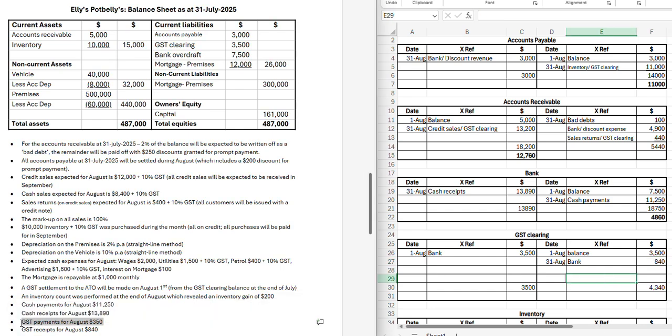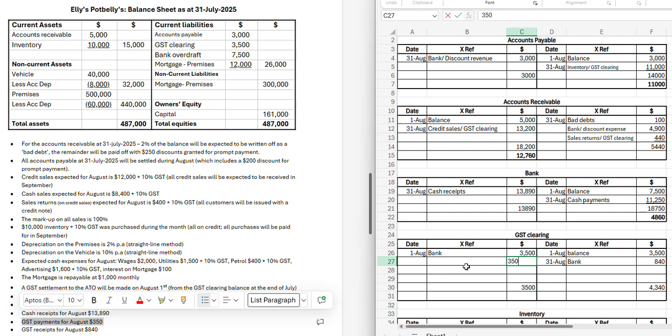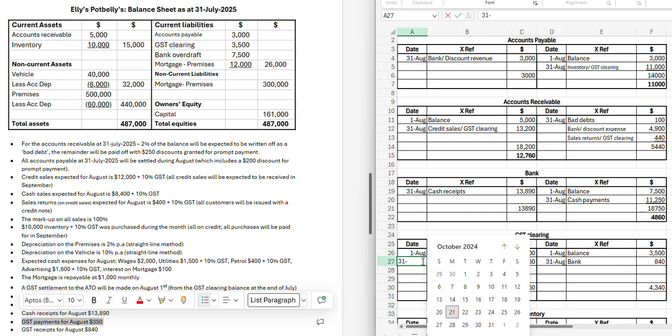Payments will be the opposite. So when we have GST on our payments for some of these items up above here, so some GST on utilities, petrol, etc., all of those are being combined here. GST payments for August 350. So that actually offsets the GST we owe. So that's reducing our GST liability. So therefore, when a liability goes down, debit entry. Again, another cross-reference with bank. Gets a little bit confusing here because we've got 2 entries on the same side, one for the settlement and one for the GST payments for the month.